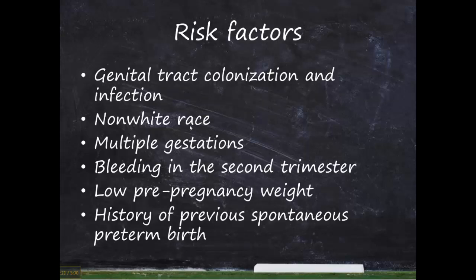Like we said before, an infection like genital tract infection and colonization could predispose somebody to preterm labor. Other risk factors include non-white race, multiple gestation secondary to uterine overdistension, bleeding in the second trimester, low pre-pregnancy weight as a function of maternal stress or maternal malnutrition, and most importantly, a history of previous spontaneous preterm birth.